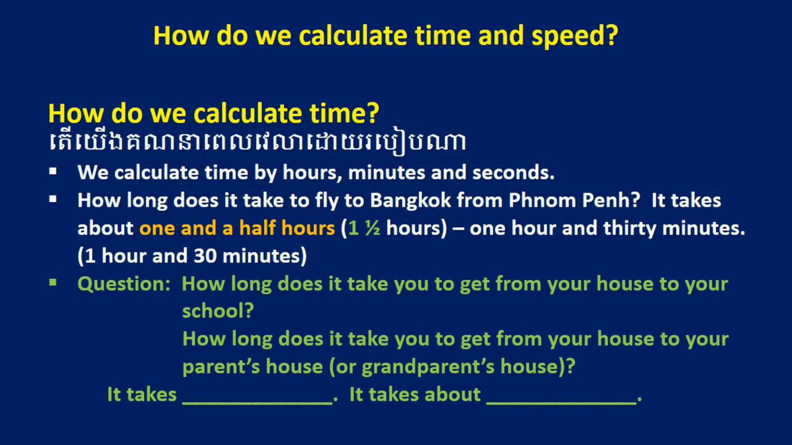Question. How long does it take you to get from your house to your school? How long does it take you to get from your house to your parents' house or your grandparents' house? And we answer like this. It takes 1 hour. It takes 1 hour and 30 minutes. It takes 45 minutes. Or we can say it takes about 1 hour. It takes about 1.5 hours.